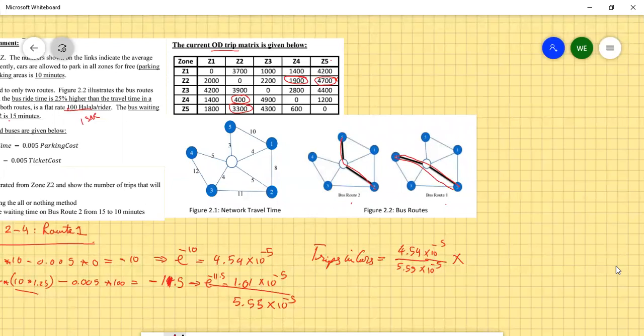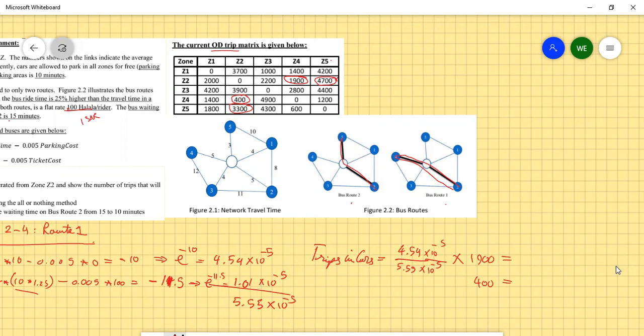Multiply the number of trips between 2 and 4, which is 1900. We'll do the same for 4 to 2. Those trips are going to be split between cars and buses. So this would be 4.54 divided by 5.55, multiplied by 1900.